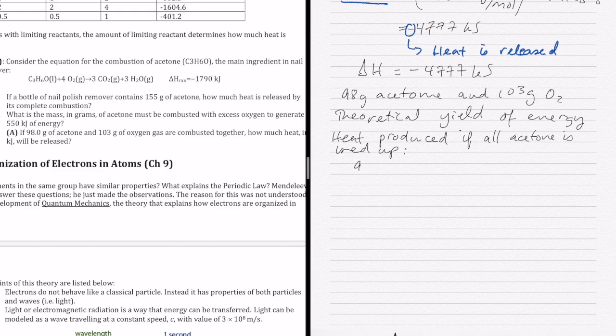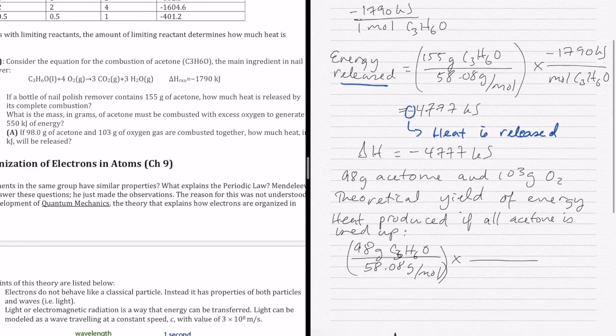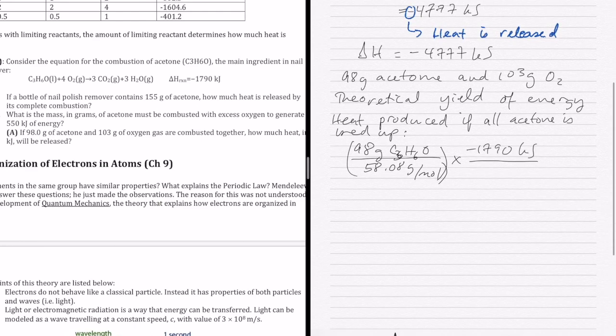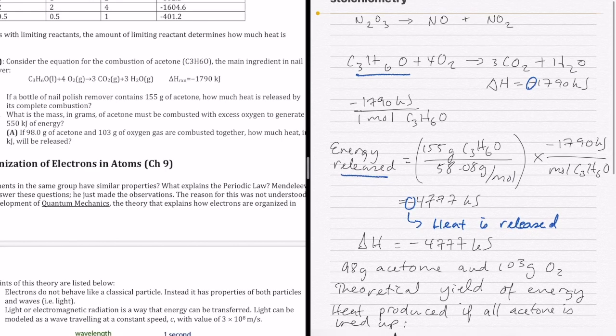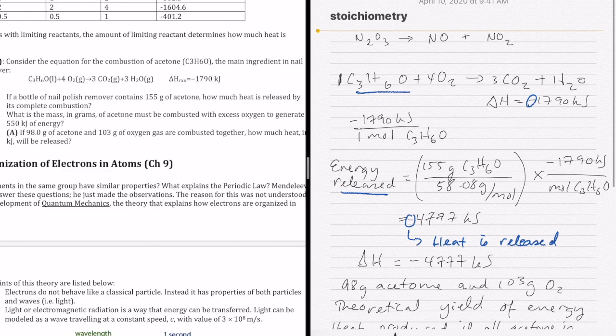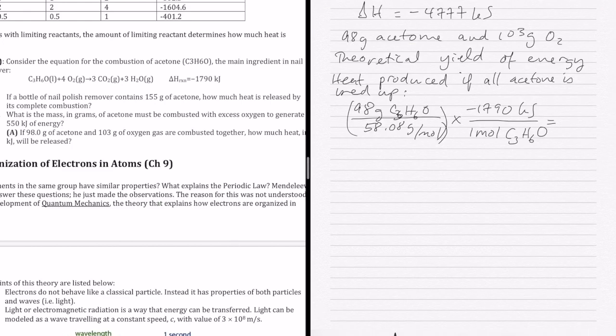To do that, I would take my 98 grams of acetone divided by its molar mass, and I can then express the energy, which is negative 1790 kilojoules per mole of acetone. Now again, why is it per 1 mole? Because in the original equation, the coefficient of acetone is 1. When I make this calculation, I get negative 3020 kilojoules. And again, I really want to underline this idea that the negative here is not a mathematical negative. The negative here means that heat is released. So the actual quantity of energy that is released is 3020 kilojoules.